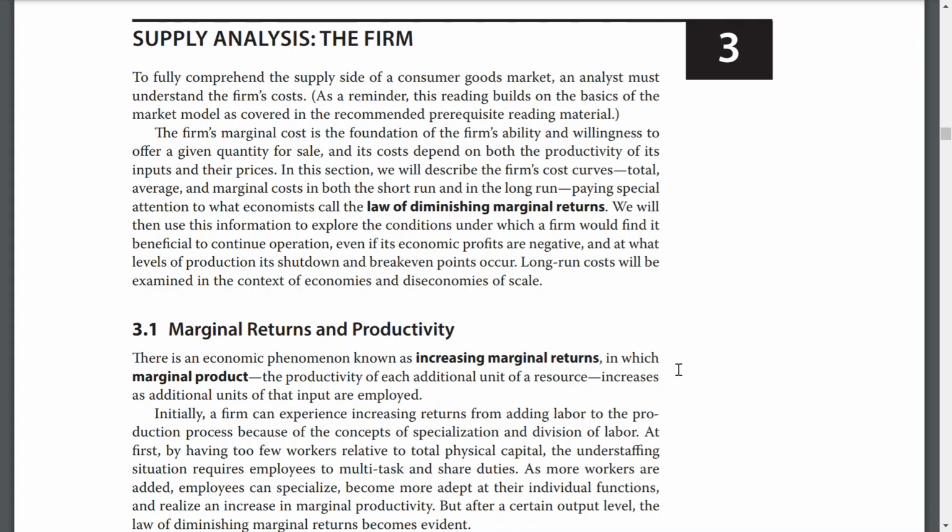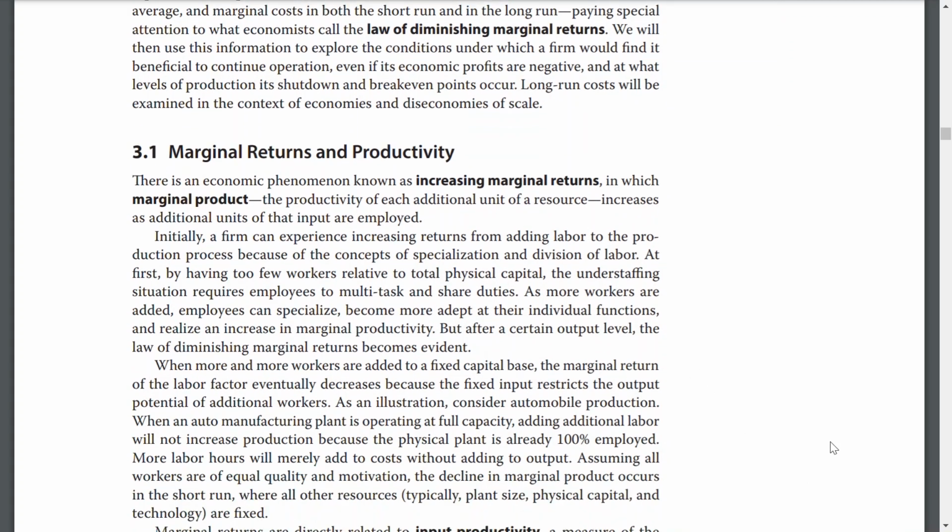3.1 Marginal returns and productivity. There is an economic phenomenon known as increasing marginal returns, in which marginal product, the productivity of each additional unit of resource, increases as additional units of the resource are employed. Initially, a firm can experience increasing returns from adding labor to the production process because of the concepts of specialization and division of labor.